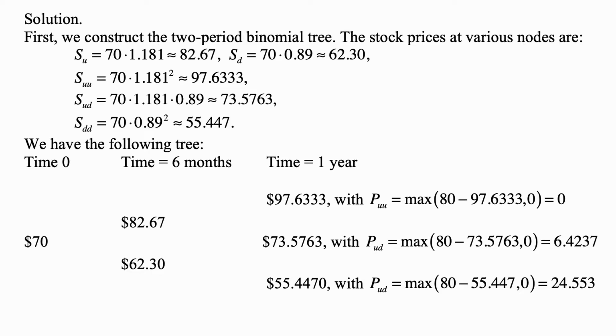And the price in the state of up-down or down-up is 73.5763. The payoff of the put is the maximum of 80 minus 73.5763 and 0, and that's 6.4237. And in the down-down state, the price of the stock is 55.4470. And the payoff of the put is 24.553.